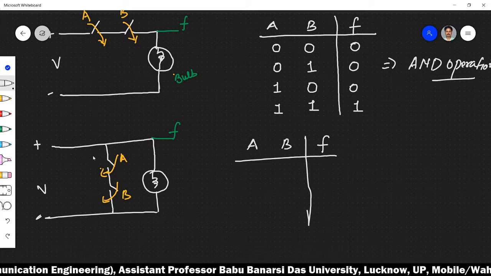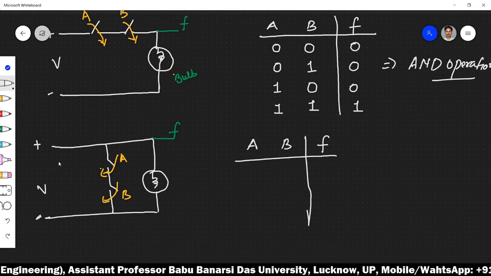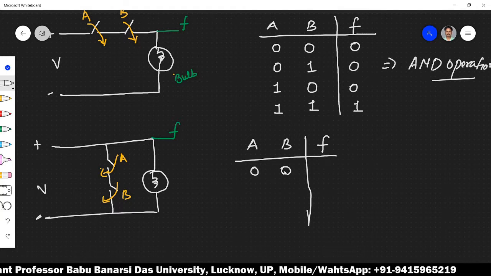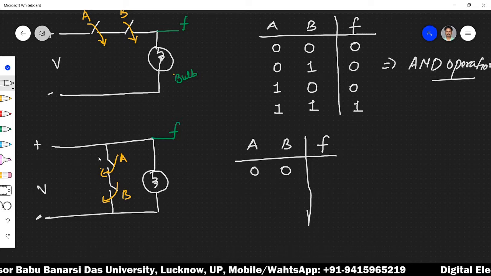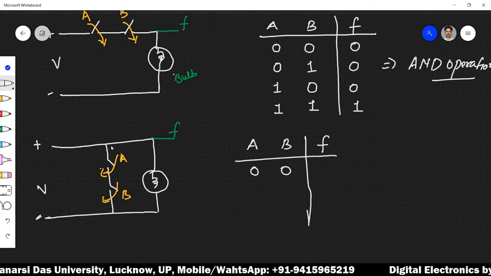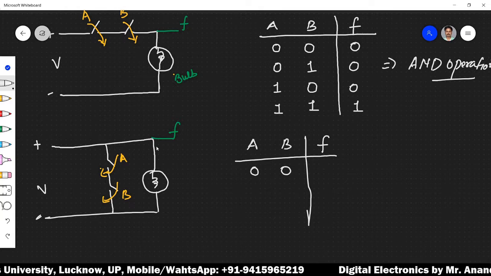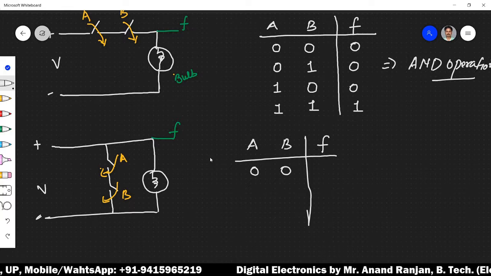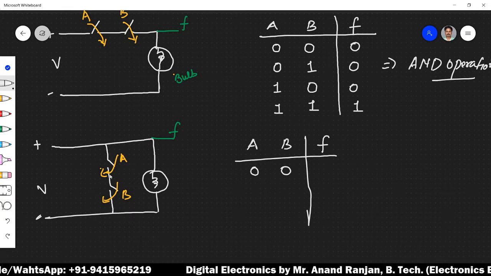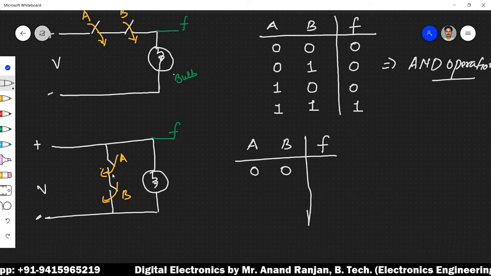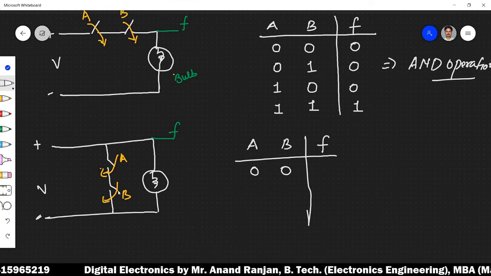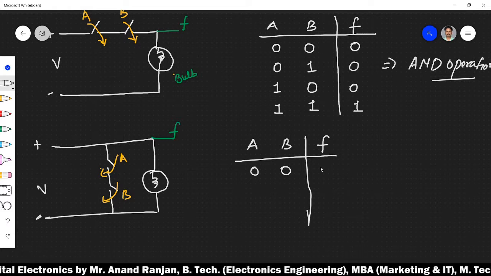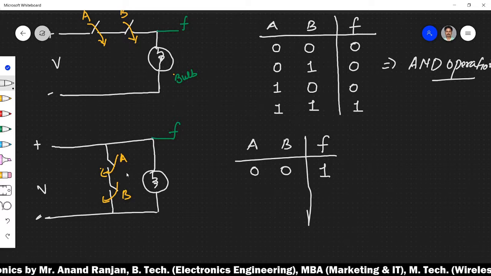And of course what you can observe here, when both the switches are open, means A and B both represent 0, then of course there will be a direct path for this voltage to appear across this bulb and there will be a current flow in this diagram. No matter, both the switches are in open condition, there will be a current in this bulb and of course the bulb will glow. So you can write it as 1 at the output.